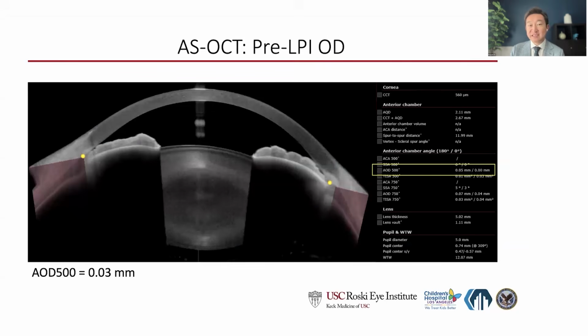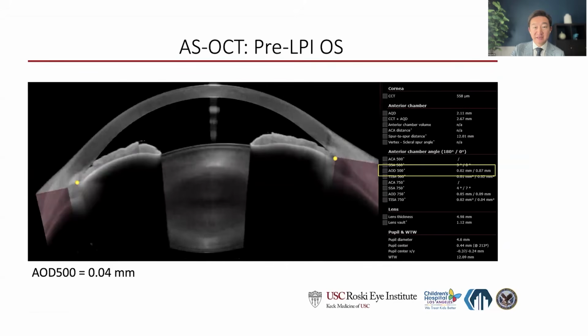Here are his AS-OCT images from that day in 2023, and we can see that his AOD 500 was very, very narrow at that point, at 0.03. We can see that he has a very prominent iridotrabecular contact in both the nasal and temporal sectors. And here's his other eye, in which you can see that there is also extensive iridotrabecular contact with an AOD 500 of 0.04.